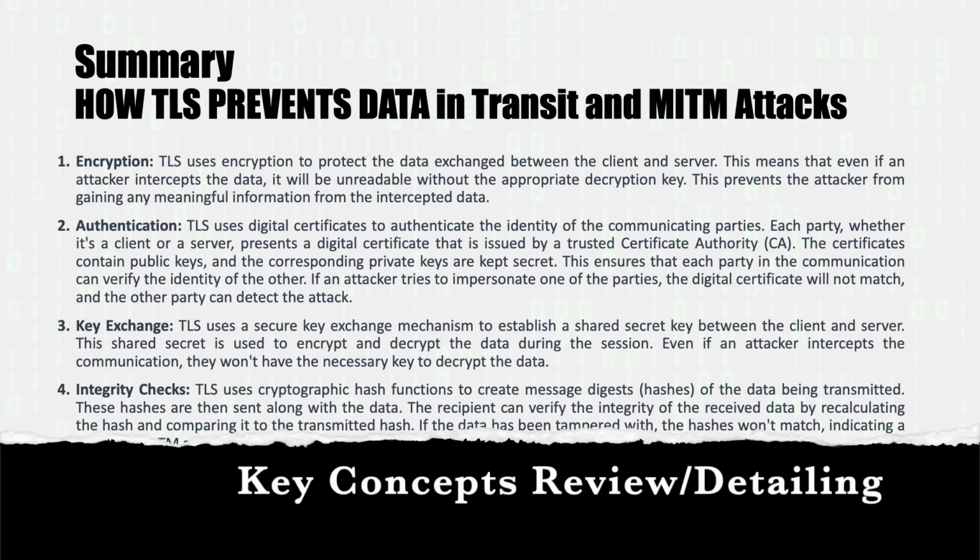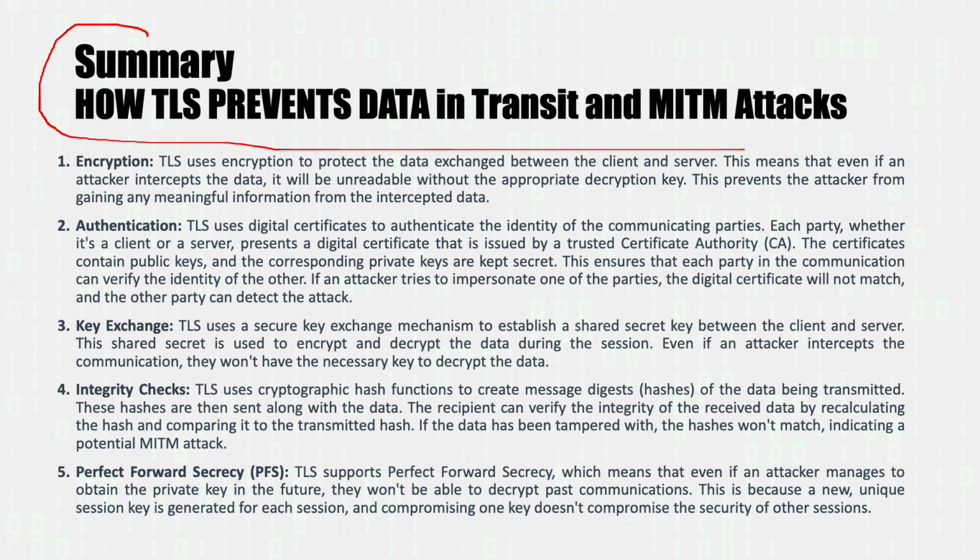Now, this is a summary. Whatever we discussed, let's summarize it quickly. How TLS prevents data in transit and man in the middle attacks. So encryption, we saw it already. TLS uses encryption to protect the data exchange between client and server. So even if the data is intercepted, it is unreadable without the decryption key. And the decryption key is not available, thereby, even if the data is intercepted, it is safe.